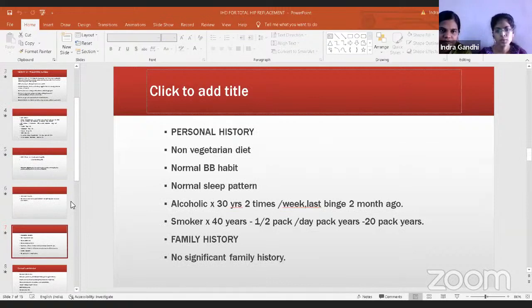Personal history: he consumes a non-vegetarian diet, with normal bowel and bladder habits and a normal sleep pattern. He is a chronic alcoholic for 30 years. He used to consume twice per week, with the last binge of alcohol 2 months ago. He is a chronic smoker for 40 years. He used to smoke half a pack per day. His pack years is 20. Family history: there is no significant family history.